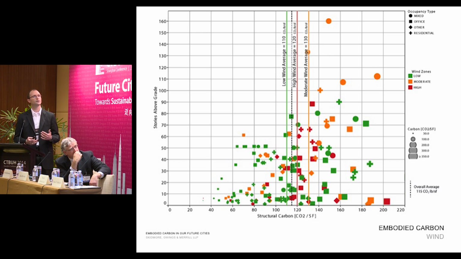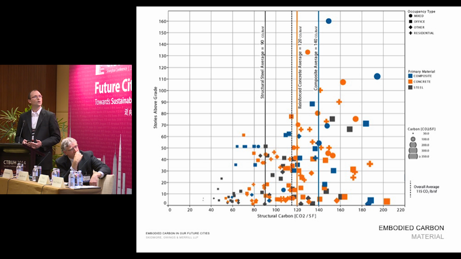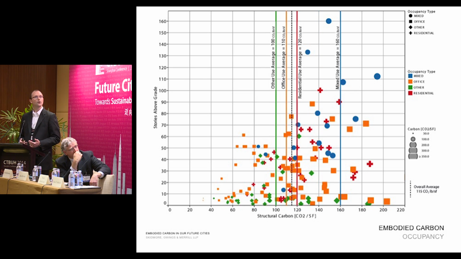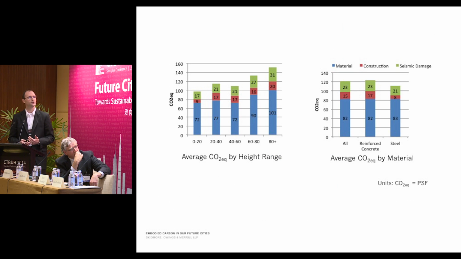So we can start doing some breaking up of the data. We can start looking at which buildings have very good embodied carbon levels when we look at wind or seismic or structural material type or use. We can start categorizing this data to learn more about it so we can understand to project forward.